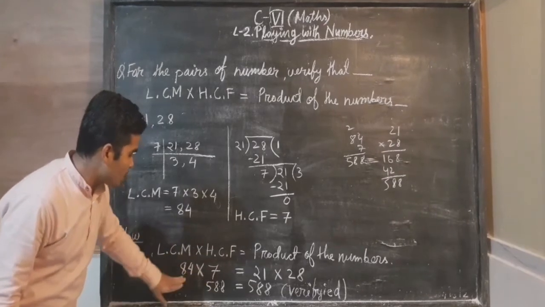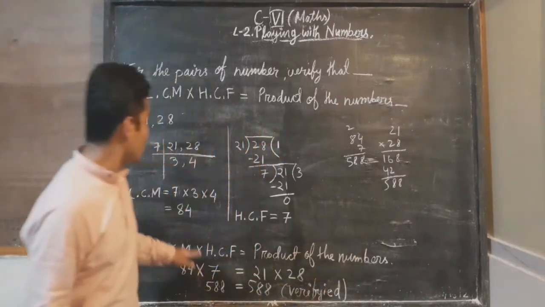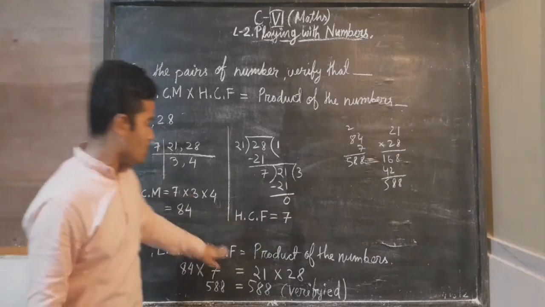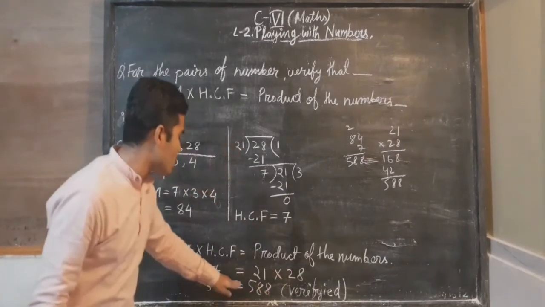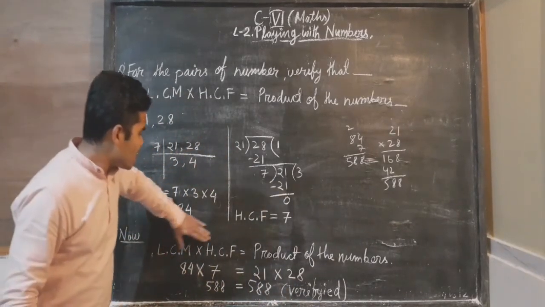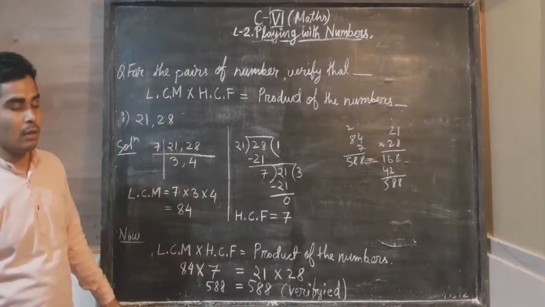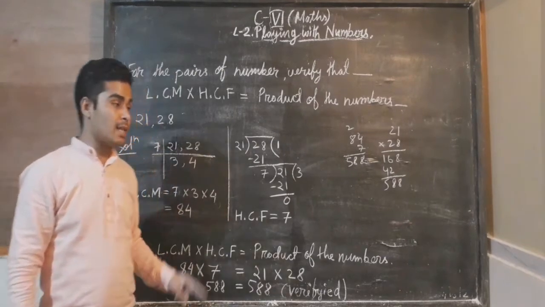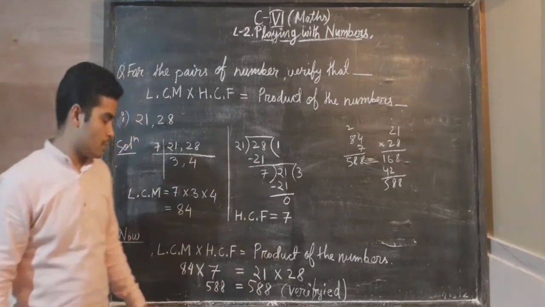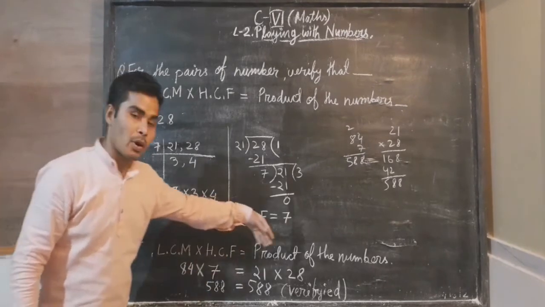Now we have to put the LCM, and below it the HCF. Then we have to multiply these 2 numbers. I got 588. Again, product of the numbers. Product of the numbers means which numbers? Product of these 2 numbers. So I have put these 2 numbers here and I multiply. I got 588. Hence it is verified. It means the product of LCM and HCF of any 2 numbers is equal to their multiplication. If you find the LCM and HCF of any 2 numbers, you can check by using this formula: LCM into HCF will be equal to the product of those 2 numbers.